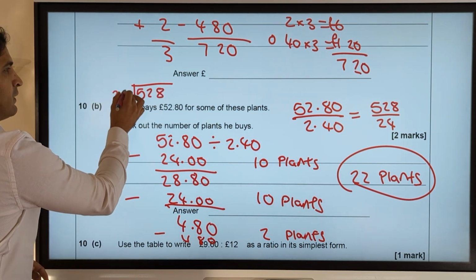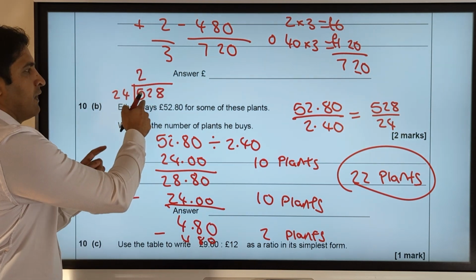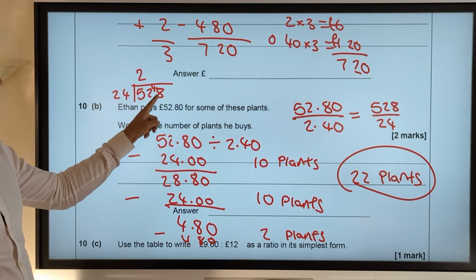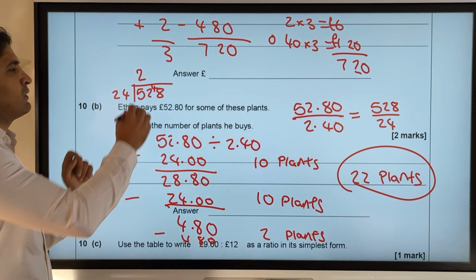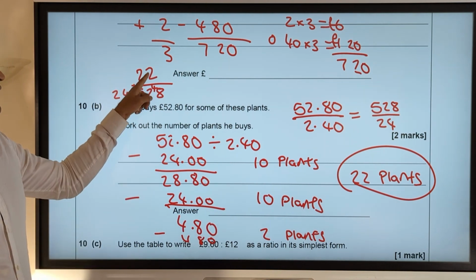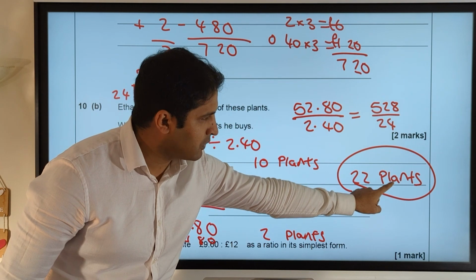528 divided by 24. 24 times 2 gives you 48. Take away 48 from 52, 4 remainder. 24 times 2 gives you again 48, and 0 remainder. So 24 times 22 will give you 528. So again we get 22 plants.